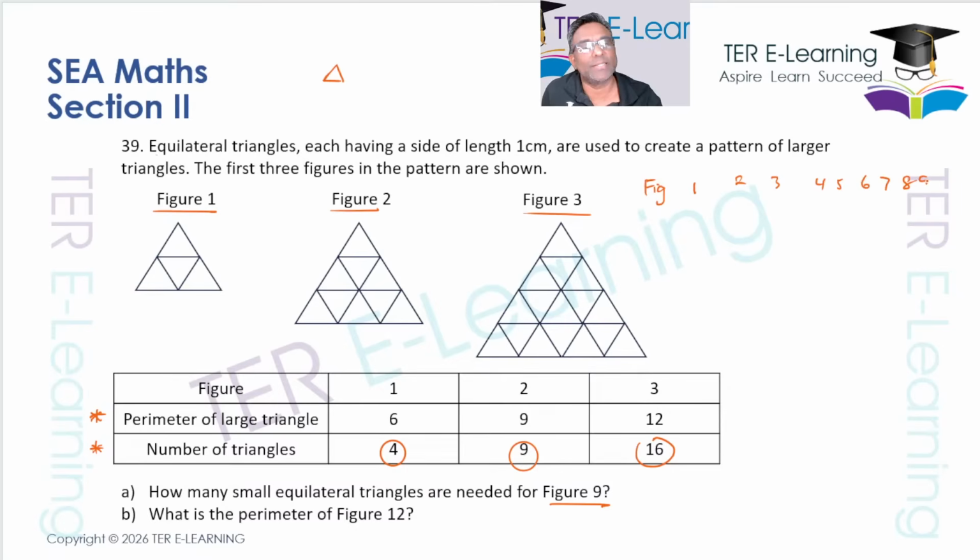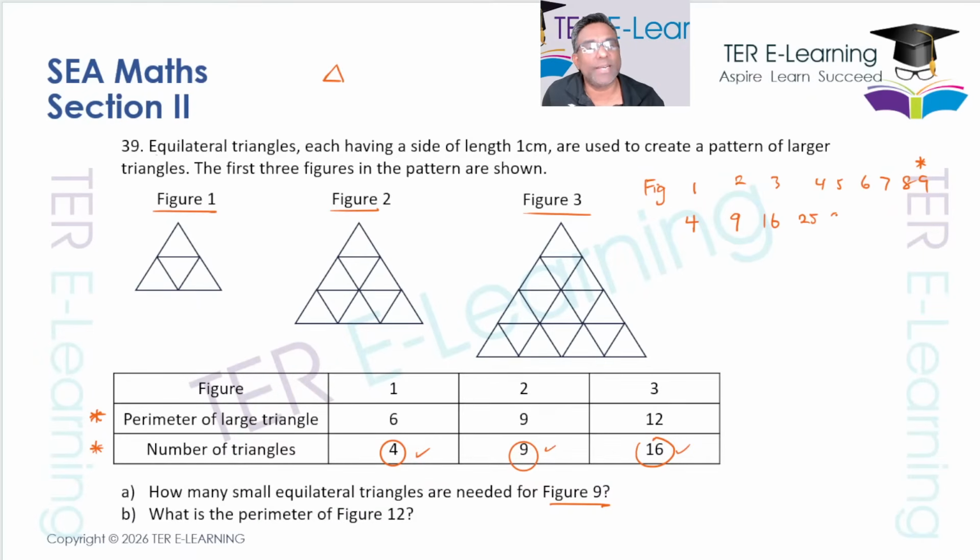What you need to realize is that these numbers we see here are square numbers. In figure 1, you had 4 small triangles, and the next one we had 9, and then we jump to 16. What we're trying to work out is figure 9, so you need to figure out what square number we are looking for. The next number in the sequence will be 25.